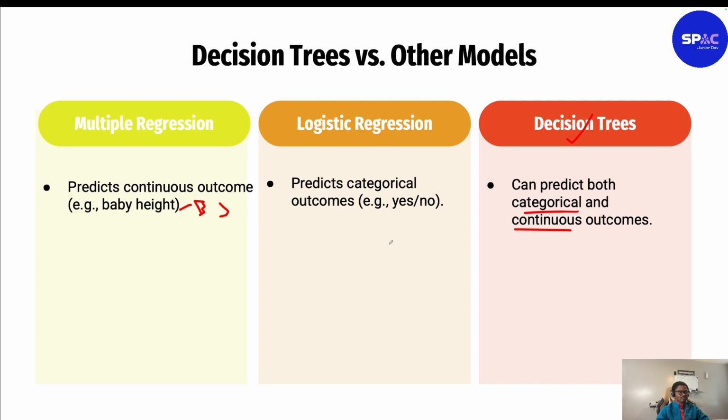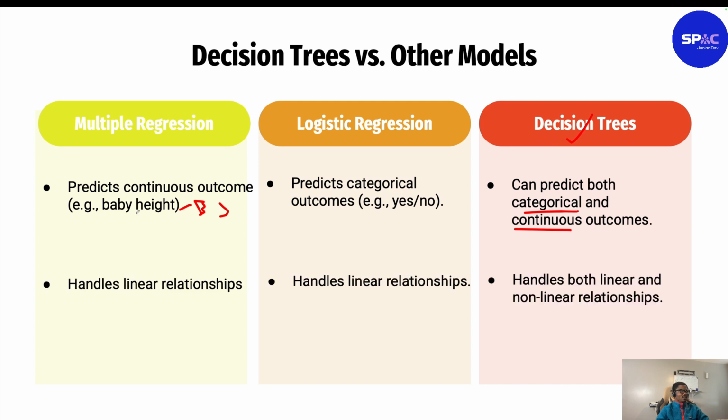Okay, so another one is multiple regression only handles linear relationship. Logistic handles linear relationship, while decision tree handles both linear and non-linear relationships. So I think I explained this before.